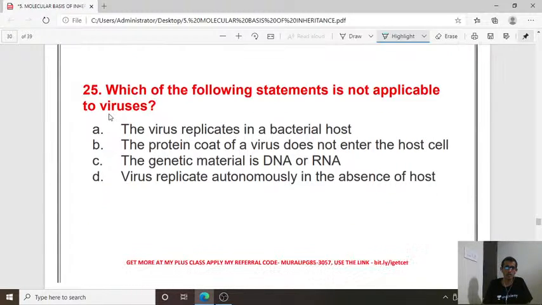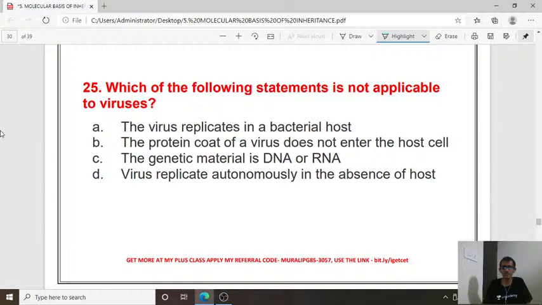Next, question number 25. Which of the following statements is not applicable to viruses? Virus replicates autonomously in the absence of host. It is not applicable to virus. Virus is going to replicate or multiply. Whatever the things are there with respect to virus, it needs one living host. Living host for that virus.